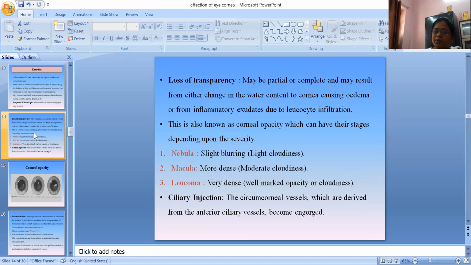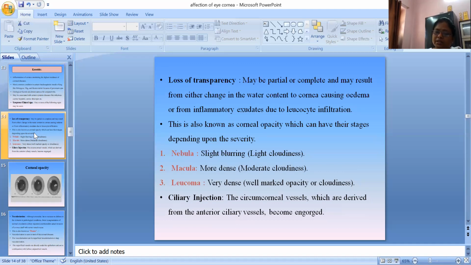First one is nebula, that is light, blurry, meaning light cloudiness. Second one is macula, more dense, moderate cloudiness. Leucoma, very dense, that is well-marked opacity or cloudiness of the cornea. So these are the points related to loss of transparency: nebula, macula, and leucoma.